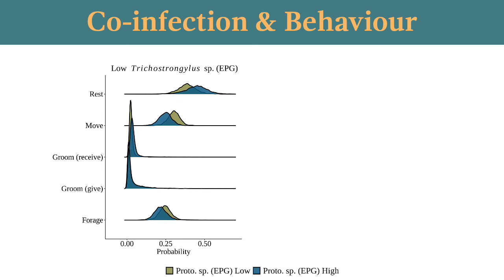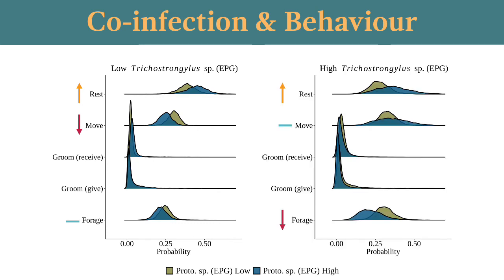The colors of the curves show low PS egg count in green and high PS egg count in blue. So first we're looking at how behavior changes when TG is low. From this we see that resting increases when PS egg counts are high and moving decreases, while foraging decreases slightly. When TG is high, however, resting increases, foraging decreases, and moving remains the same. So this figure shows that co-infection results in different changes in behavior.